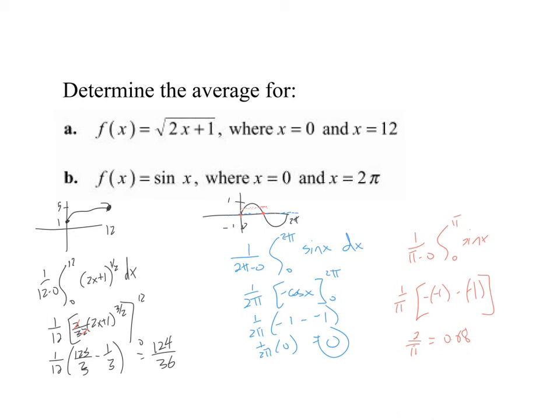So that's it for the mean value. So it's basically just a definite integral times it by the 1 over the width of the curve, and that should give you the average.